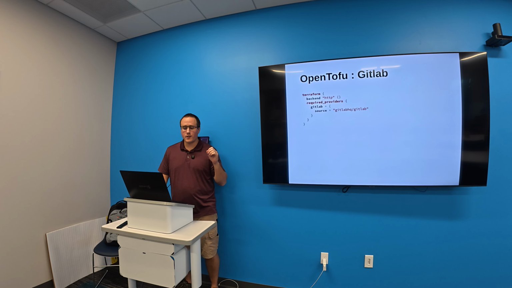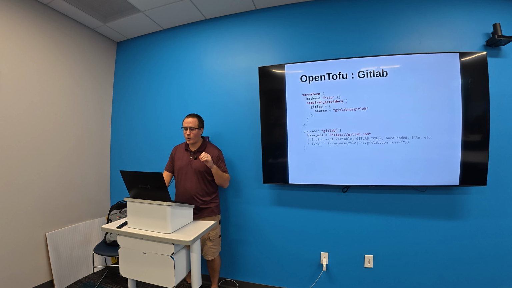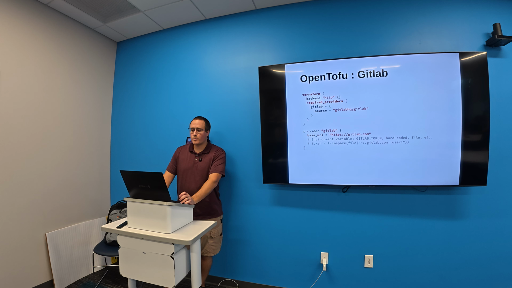In this case, we're going to actually add the GitLab provider. Let's go ahead and configure it. So we have to point it at a particular GitLab instance. Every provider has different requirements, and we need to give it some sort of API token so it can actually do something. And there's a bunch of ways to do that.